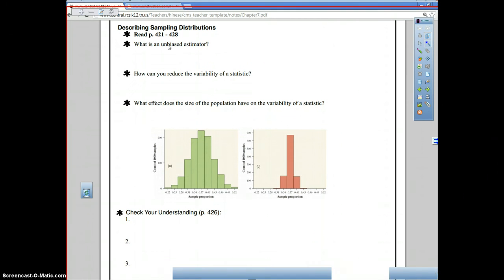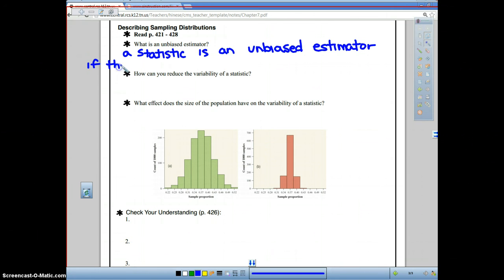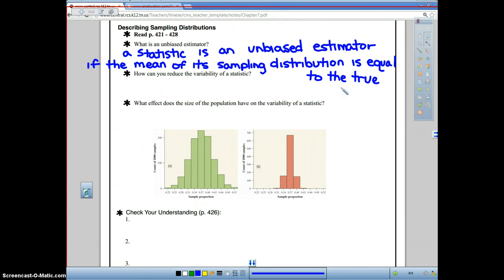They give us what we call unbiased estimators. An unbiased estimator is a statistic, well, a statistic is an unbiased estimator if the mean of its sampling distribution is equal to the true value of the parameter.